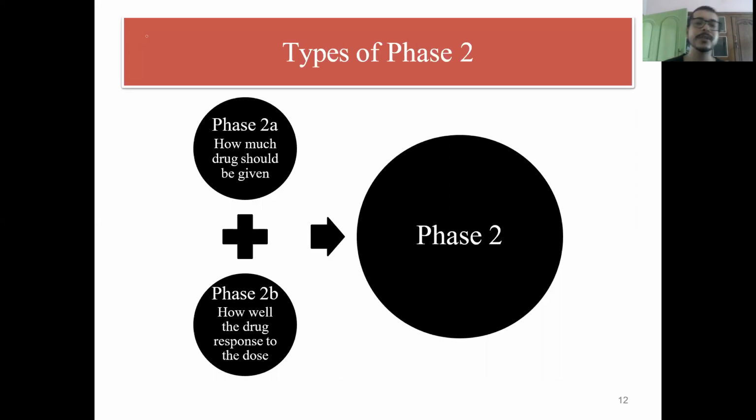Phase 2 has two classifications: phase 2A and phase 2B. Phase 2A sees how much drug should be given, the amount of the drug, and phase 2B sees how well the drug responds to the dose. So how effective is that particular dose which we have selected.